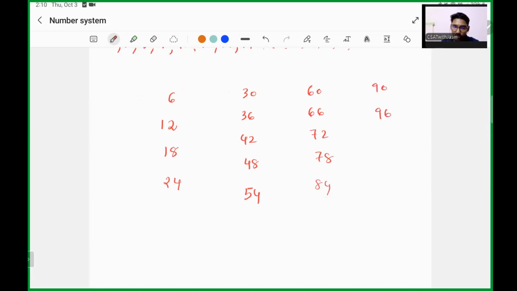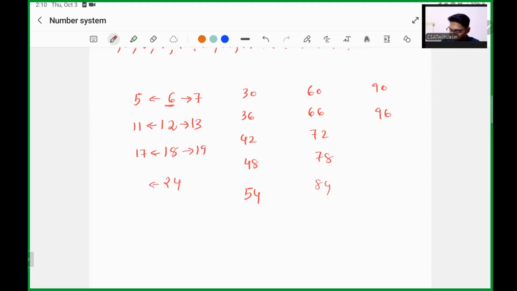So first write the multiples of 6. Then you write the numbers just before and just after these numbers. For example, when you consider 6, the number just before 6 is 5, and the number just after 6 is 7. The number just before 12 is 11, just after 12 is 13. The number just before 18 is 17, and just after is 19.